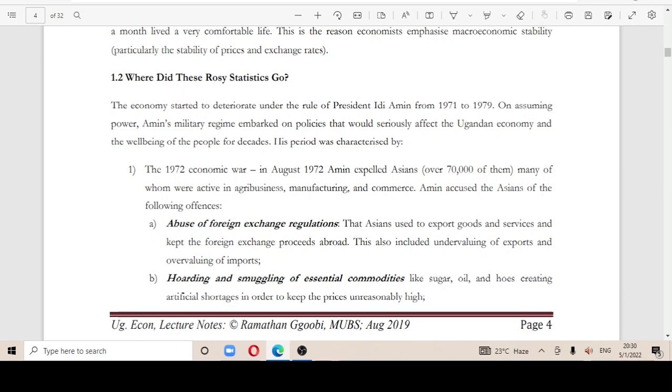So his period was characterized by, we are going to look at the 1972 economic war, that is with the Asians, and then we are also going to look at the gross mismanagement of the Ugandan economy.